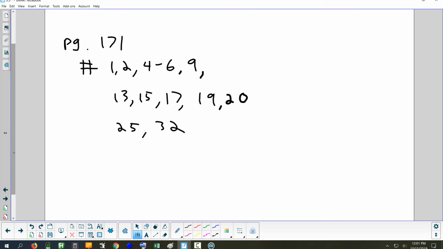So that's homework tonight on page 171. It's 1, 2, 4 through 6. 9, oh, I skip 11. So 9, 13, 15, 17, 19, and then 20, 25, and 32. So we'll take a look at that tomorrow, and then tomorrow is already the second to last day of new material. This is a short period.